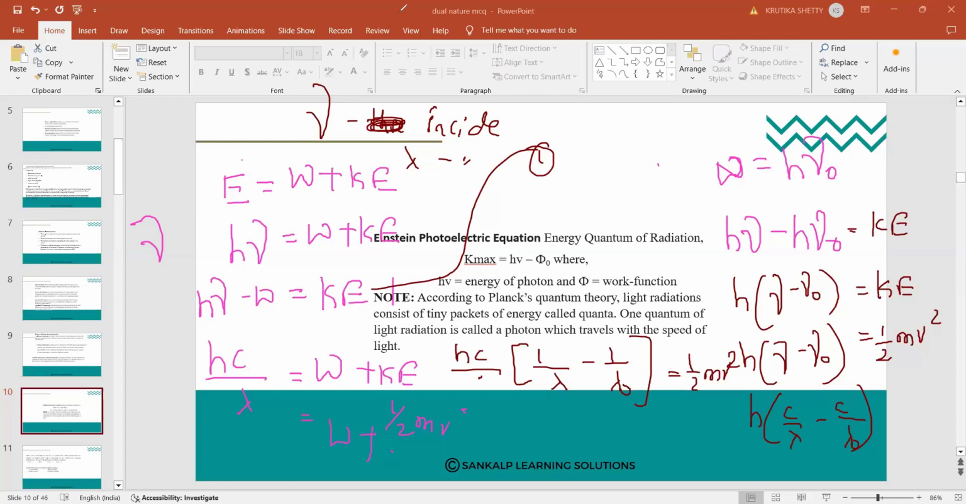Yes, if this is clear, we can see the experimental results of this, what we can say, the photoelectric explanation for the Einstein's relation.